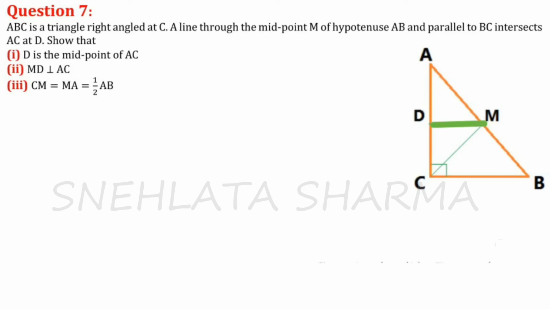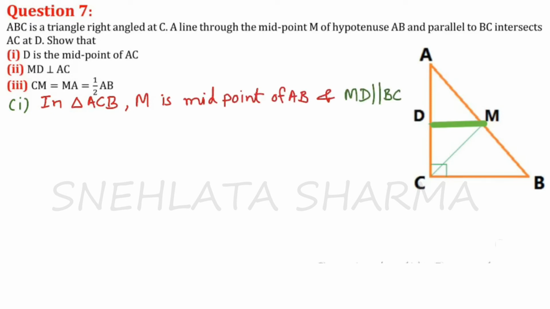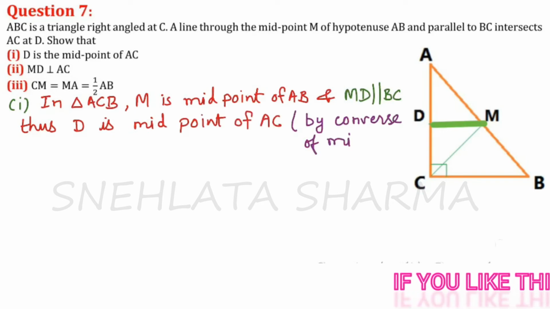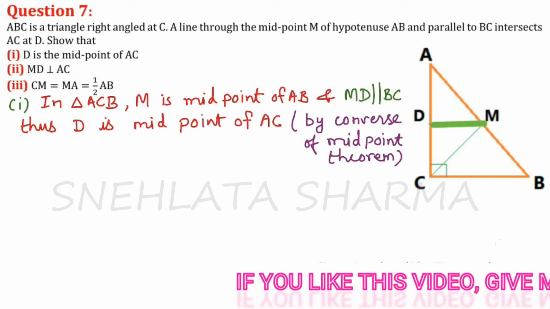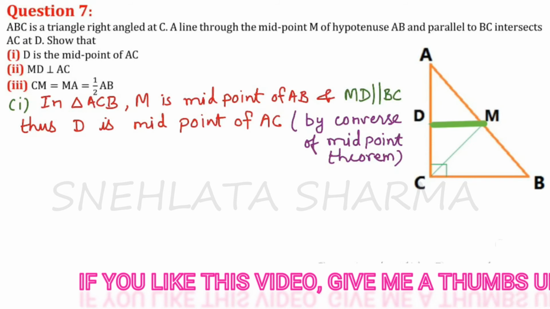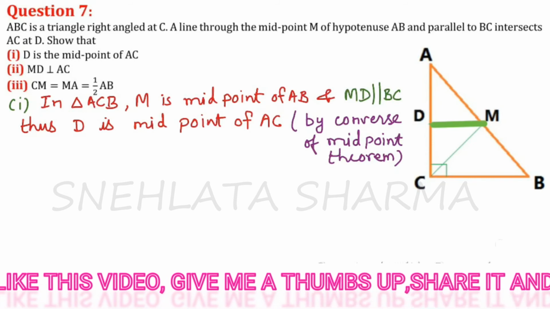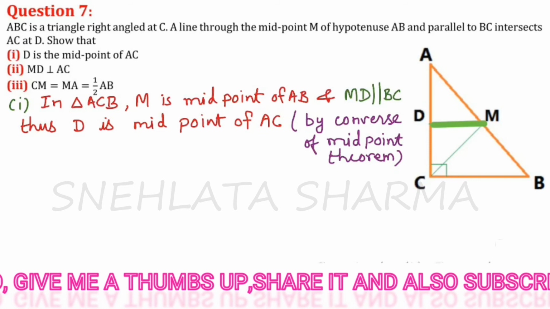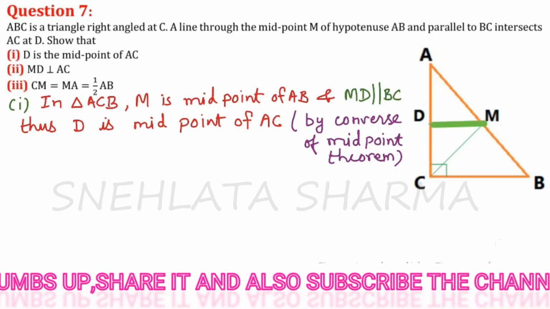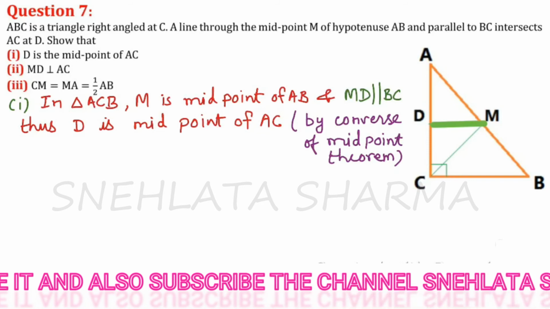Let's write this. Part 1. In triangle ACB, M is midpoint of AB and MD is parallel to BC. Thus D is midpoint of AC by converse of midpoint theorem. Hence we have proved part 1. In part 1 we had to prove D is midpoint of AC. So by converse of midpoint theorem we have proved this. Now let's prove part 2.